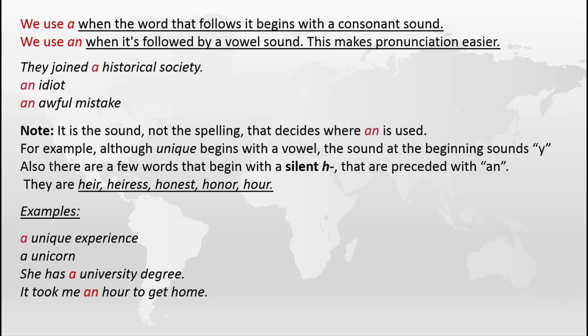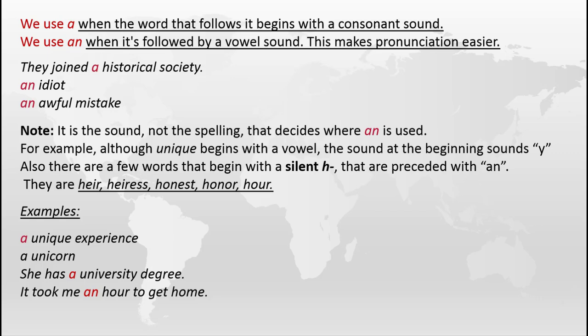We use a when the word that follows it begins with a consonant sound. We use an when it's followed by a vowel sound. This makes pronunciation easier. For example, they joined a historical society. Historical starts with H, which is a consonant sound. So it's easier to say a historical society.